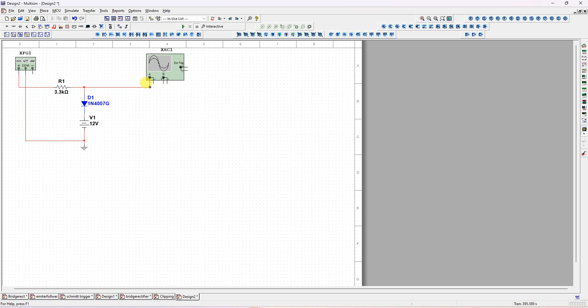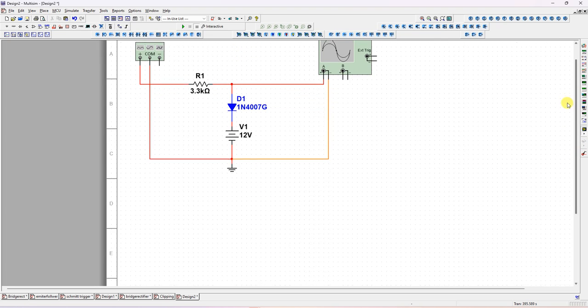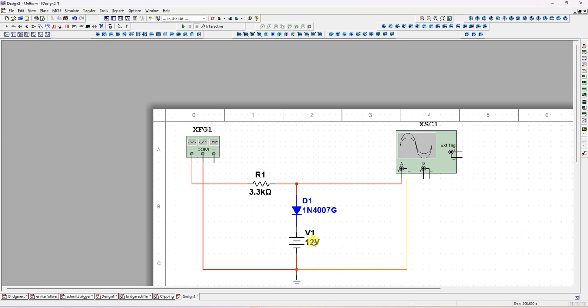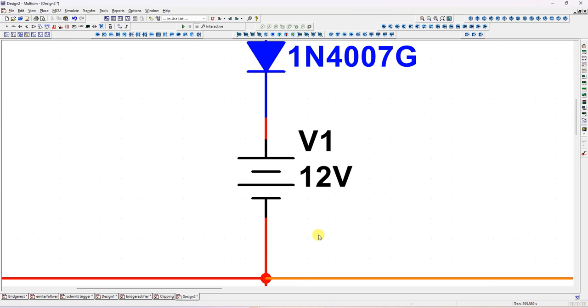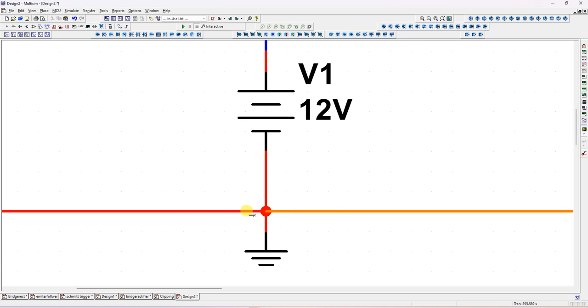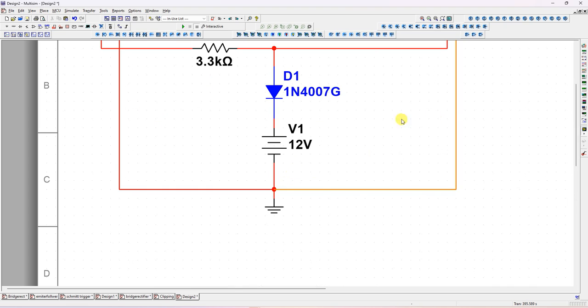Okay. See, wherever a connection is there, this dot will come. This dot means there is a connection. This is a junction where three branches are connected. This is ground. If any connection is not connected, it will give some error.